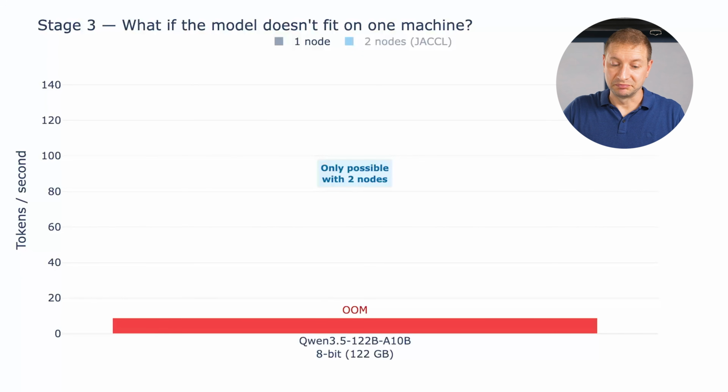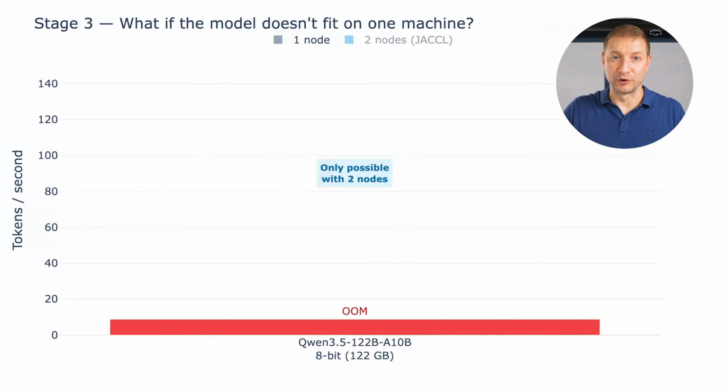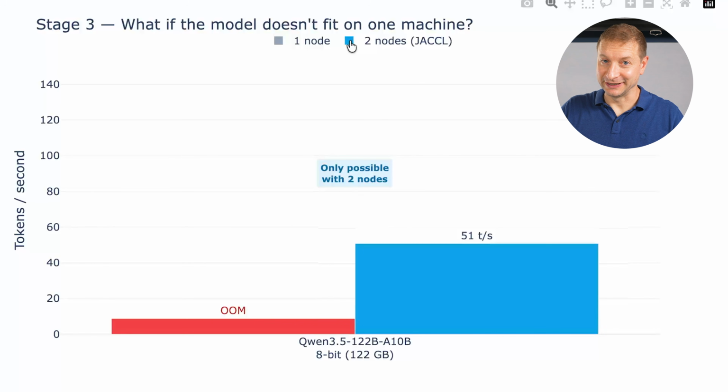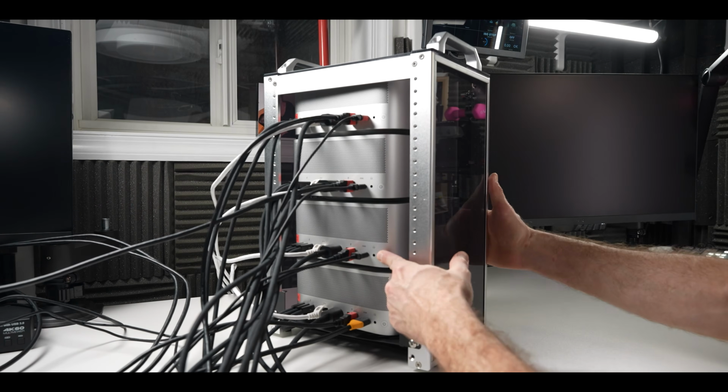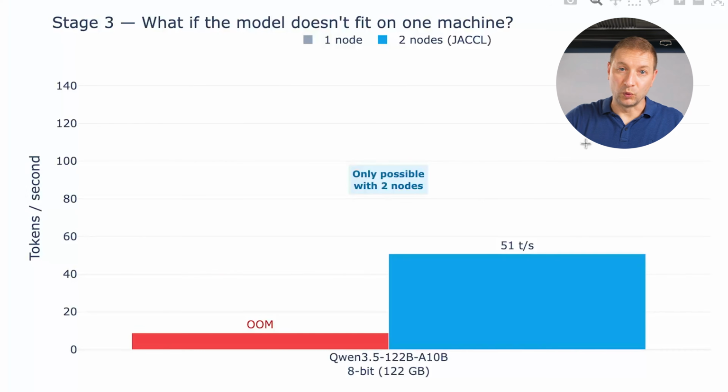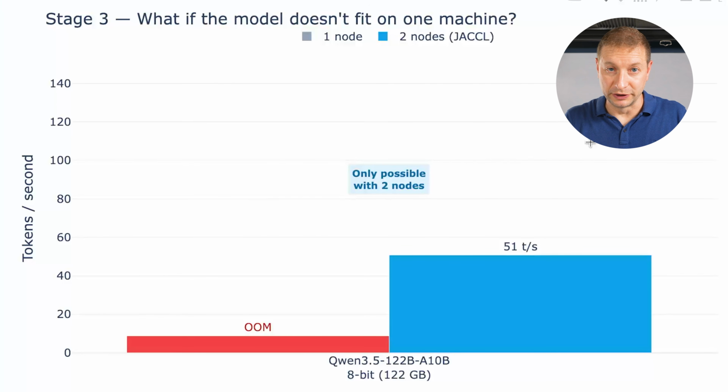And 1 node doesn't even load out of memory. You don't get a slow benchmark, you get nothing at all. On 2 nodes, you get 51 tokens per second. This is the moment the cluster goes from nice optimization to the only way to run this model at all. We saw this in the other video where I ran Kimi and GLM, huge models across this cluster. Here, the 1-node bar isn't just slower than the 2-node bar, it doesn't even exist. There's no number to put there.